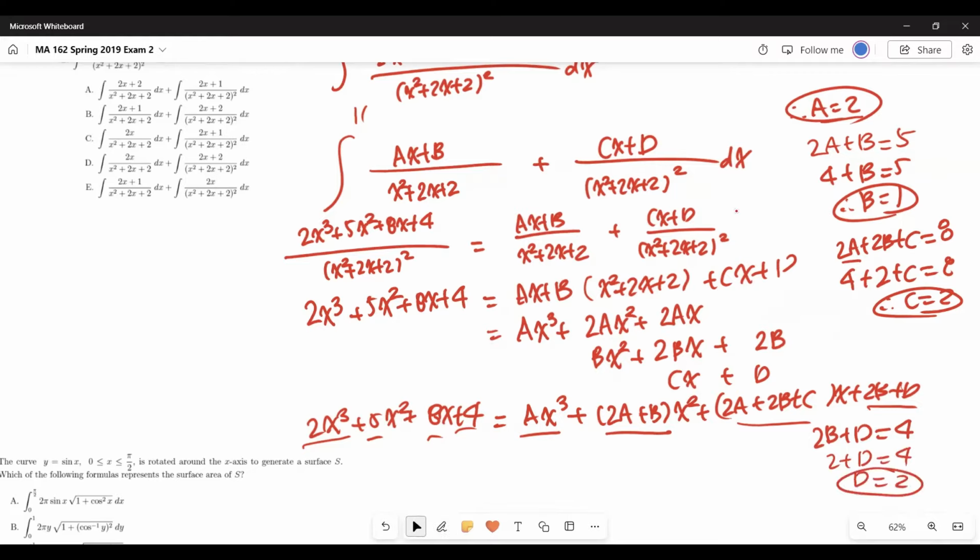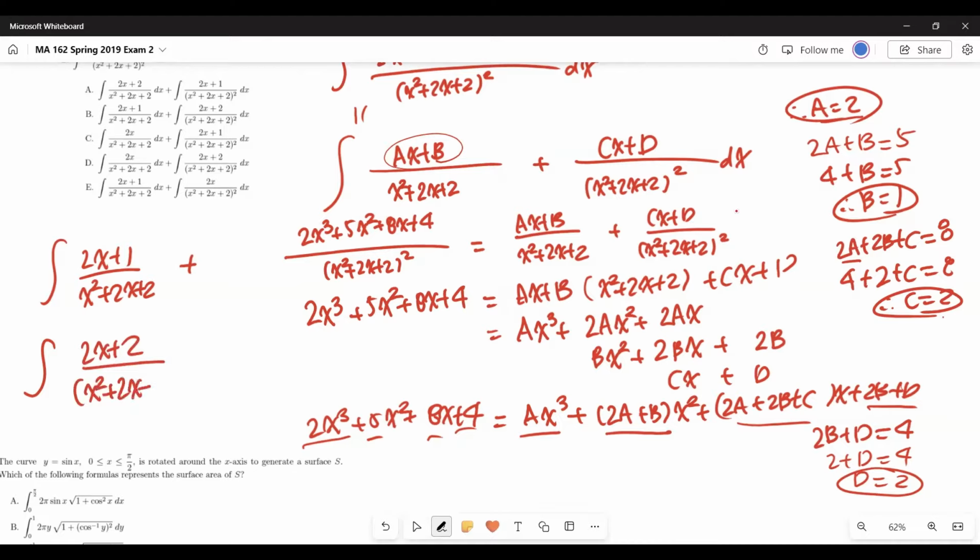Now let's plug it in there. This thing is ax plus b, so it's 2x plus 1 over x squared plus 2x plus 2, plus c is this, and d, c and d are both 2, so 2x plus 2 over x squared plus 2x plus 2 squared dx, and both dx. So the one that looks exactly the same would be the answer choice B. So the answer for this question is B.